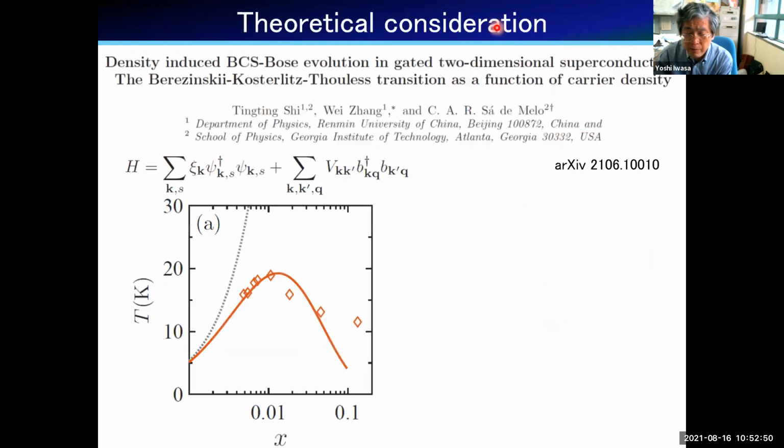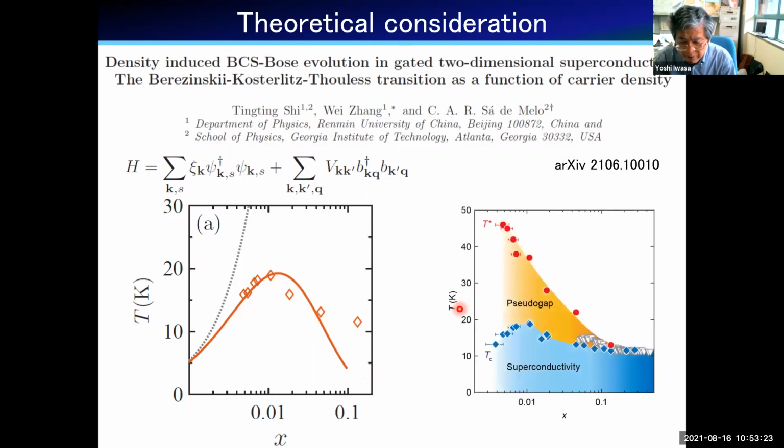Right after the publication of our paper, theorist Carlos Sá de Melo tried to fit our data with a very simple theory using a Hubbard-like tight binding model with an attractive interaction, and he succeeded to fit our data, but somehow failed in the BCS region. This is carrier density versus TC, very nicely fit, but in this region they failed to fit. According to Carlos, they are not able to fit the BCS region very well because in this theory he neglected the retardation effect, he said. But I don't know.